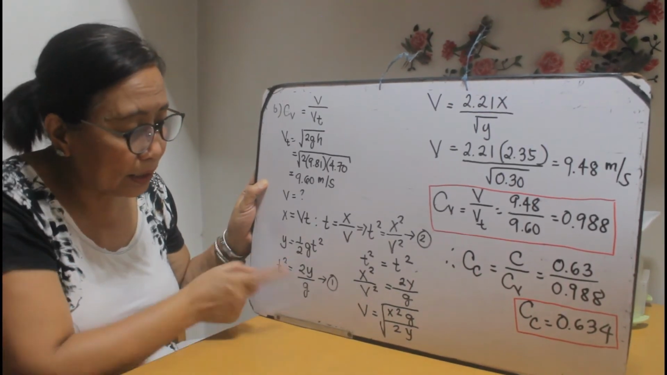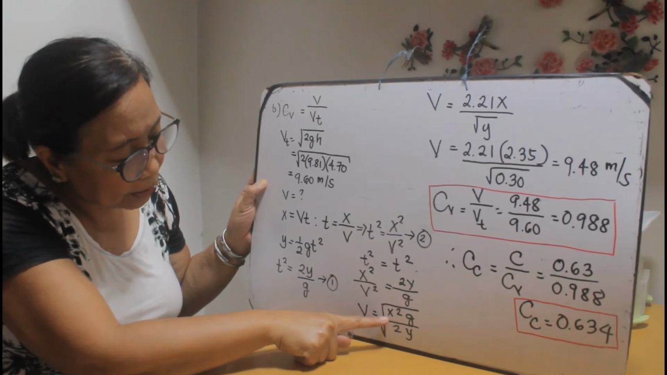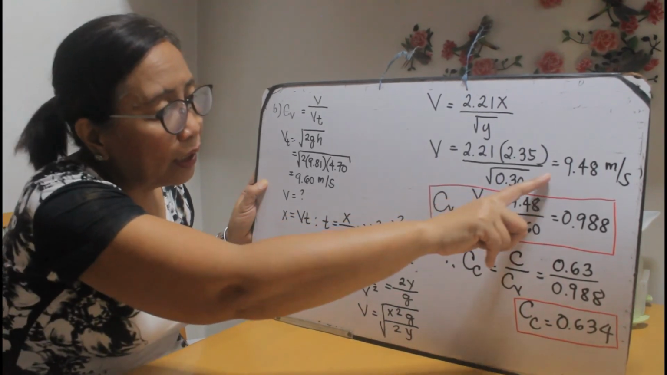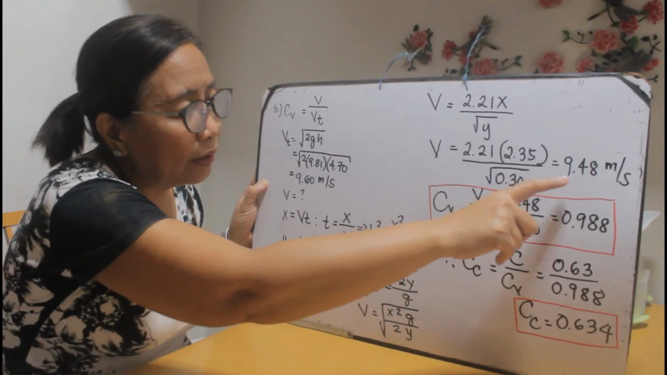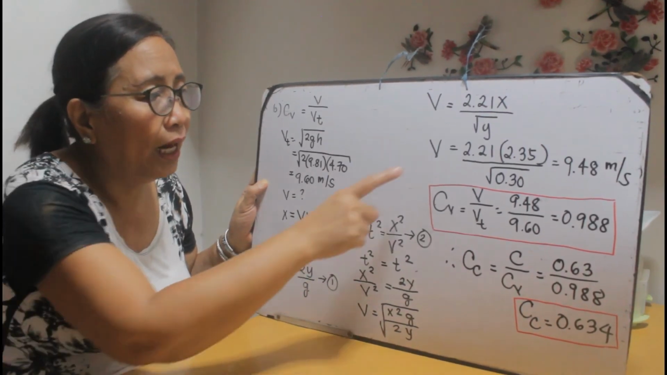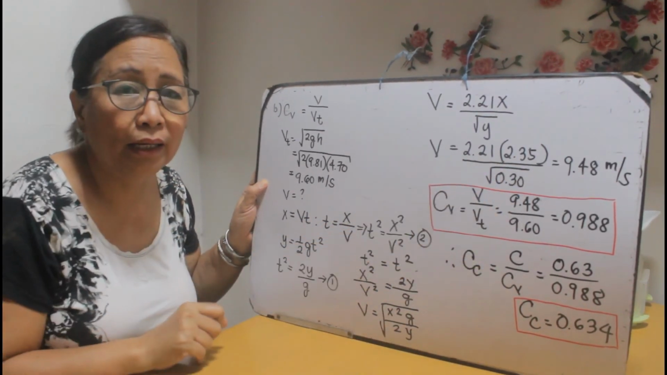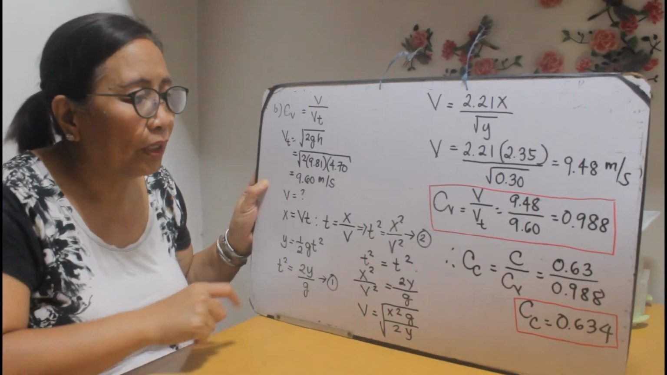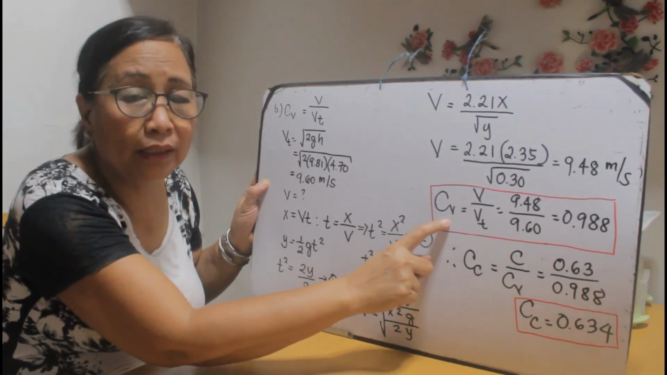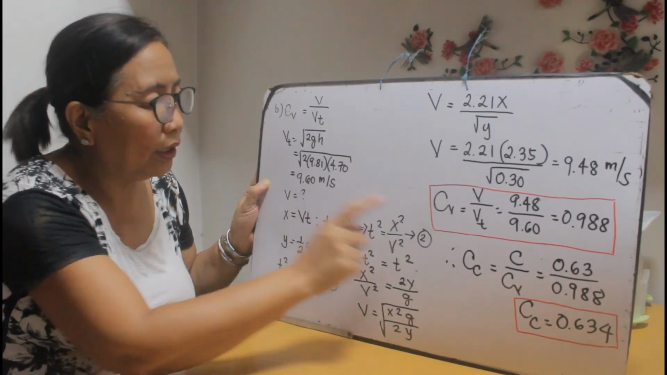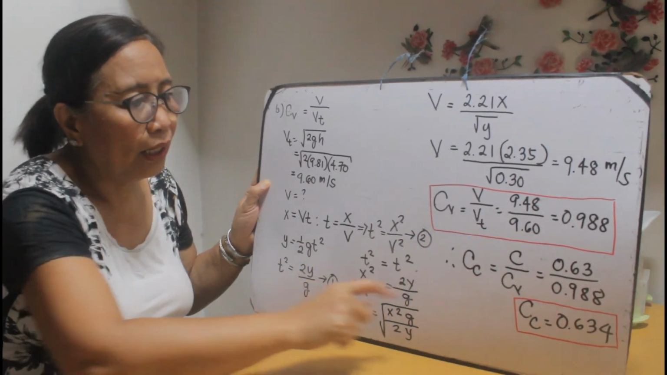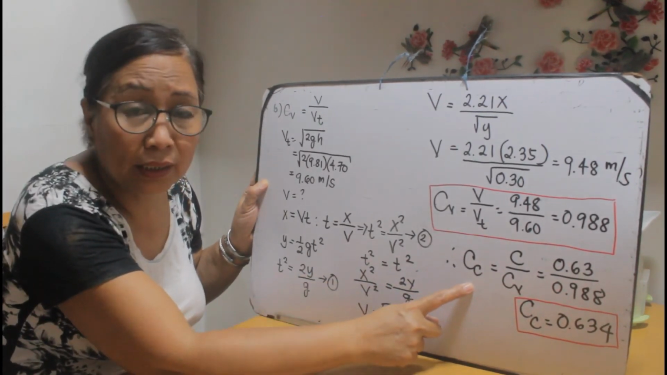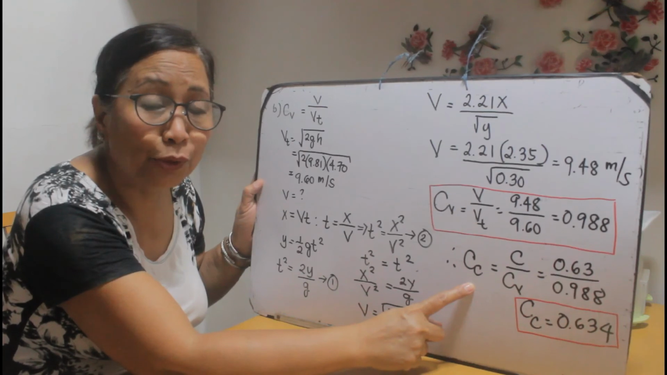So, yun ang binigay sa atin sa problem. It travels 2.35 meters horizontally while dropping 0.3. So, isa-substitute lang natin doon. So, ito na yung actual. 9.48 meters per second. Actual yun kasi itong mga values na ito ay sinukat. Okay? Actual na sinukat. So, ito ay actual quantity. So, substituting to the formula for finding the coefficient of velocity, the theoretical velocity and the actual velocity, ang ratio niya is 0.988.